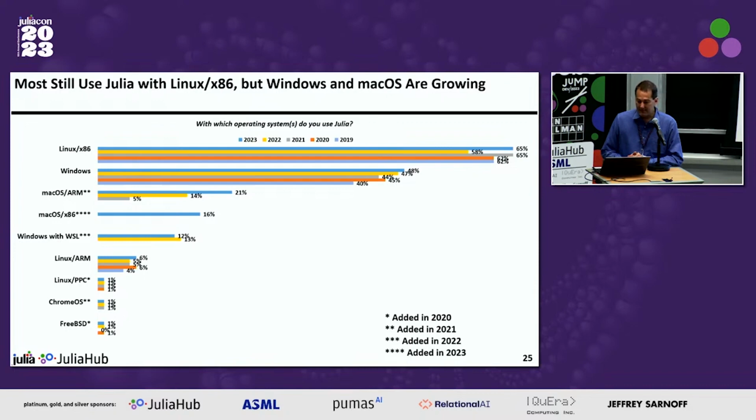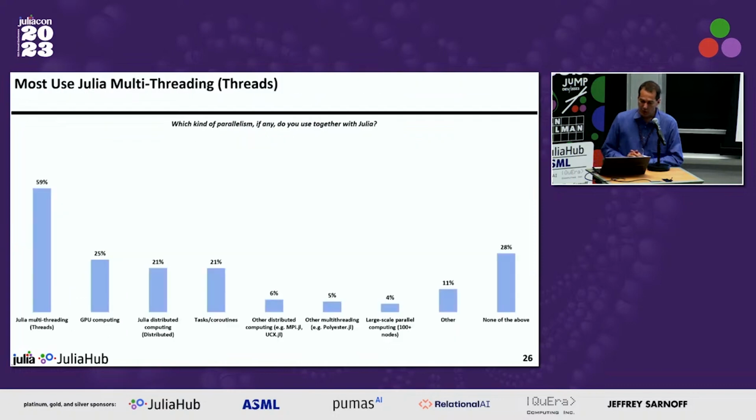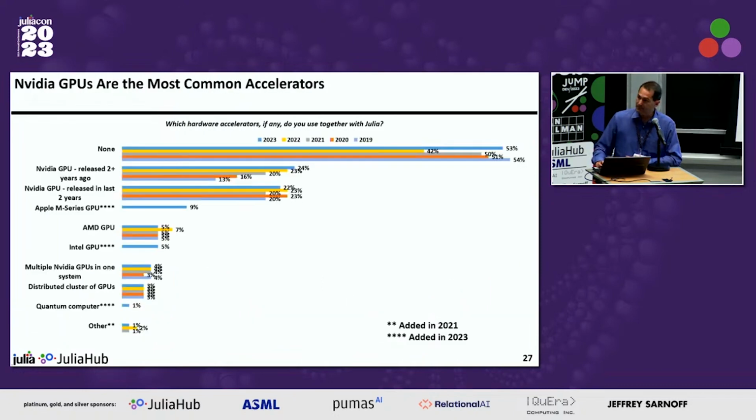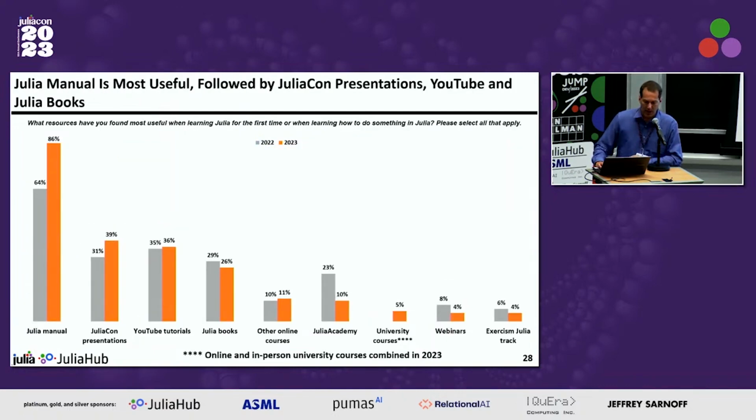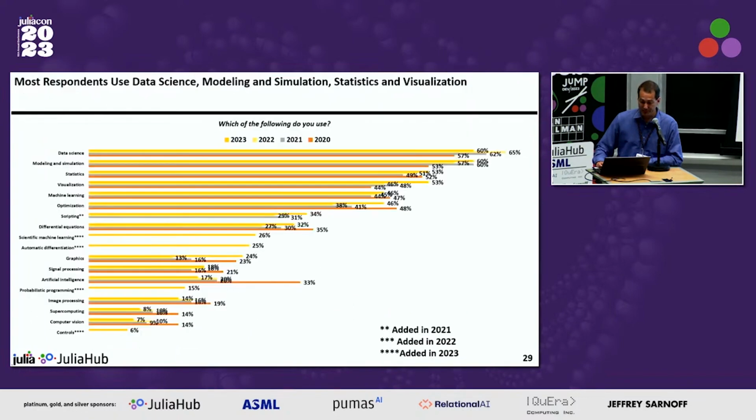With which operating systems do you use Julia? Number 1, Linux x86, followed by Windows, Mac OS. Which kind of parallelism, if any, do you use together with Julia? Number 1 is Julia multithreading, 59%, followed by GPU computing, 25%, Julia distributed computing, tasks, coroutines. Yep, we'll do. So all of this will be available online. In the meantime, resources you found most useful: Julia Manual, we've seen an increase. JuliaCon presentations is number 2.